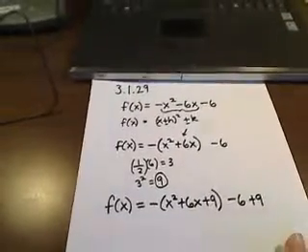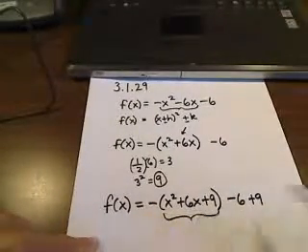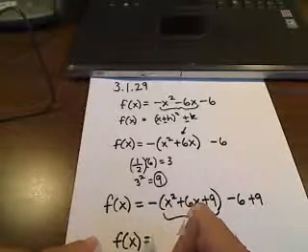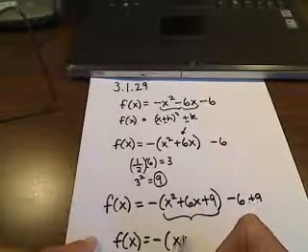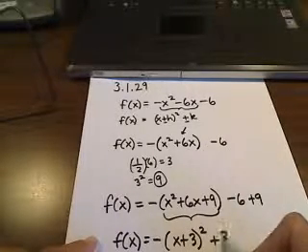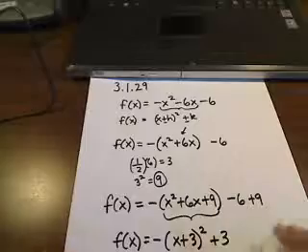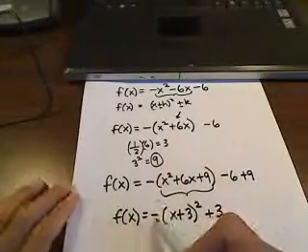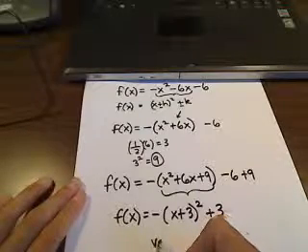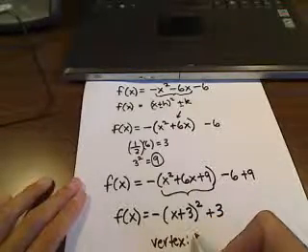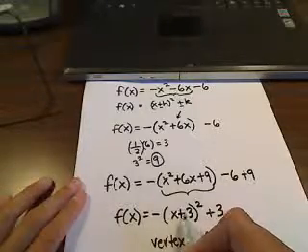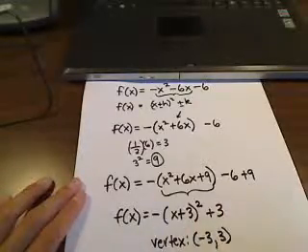This piece right here is now a perfect square, so I can factor it into the opposite of x plus 3 quantity squared, and then this becomes plus 3. This is going to be a concave down parabola with the negative here, and my vertex occurs at negative 3, 3. The negative 3 comes from there, and the 3 comes from there.